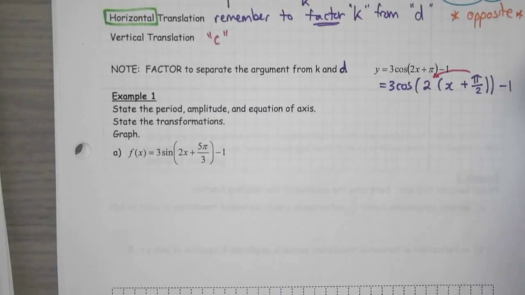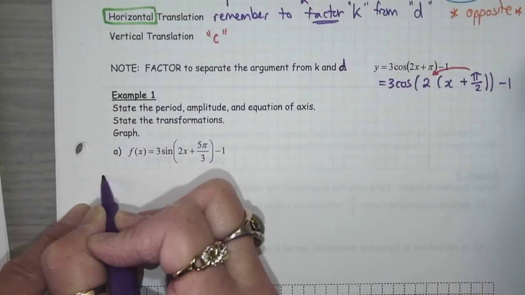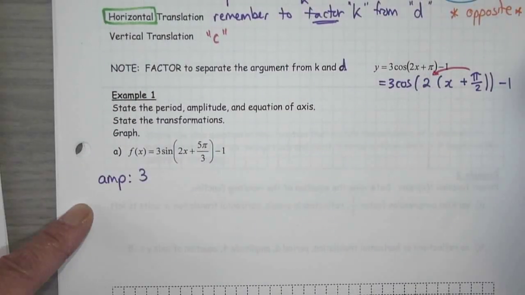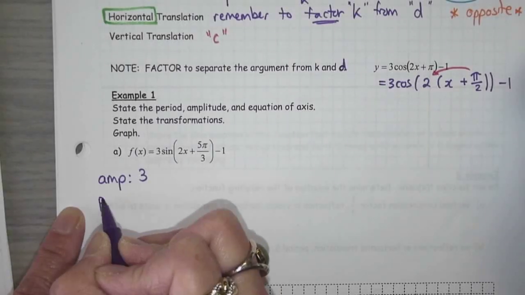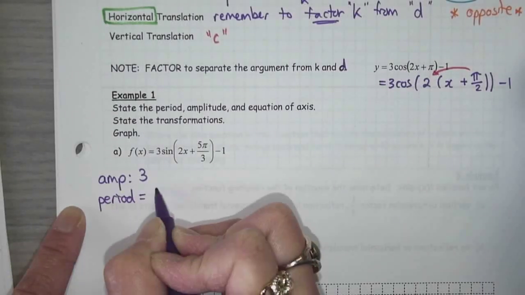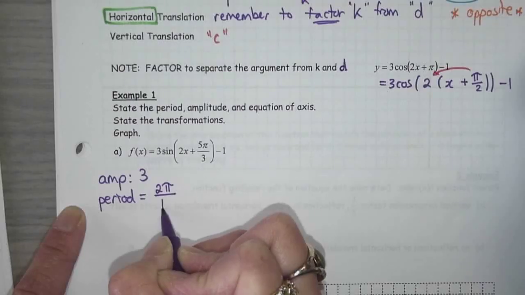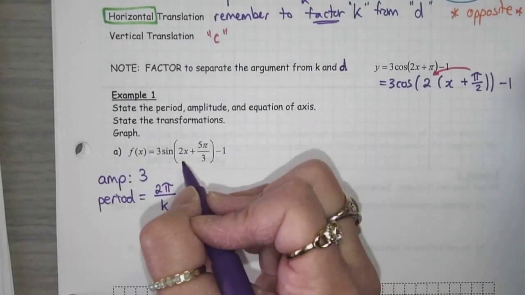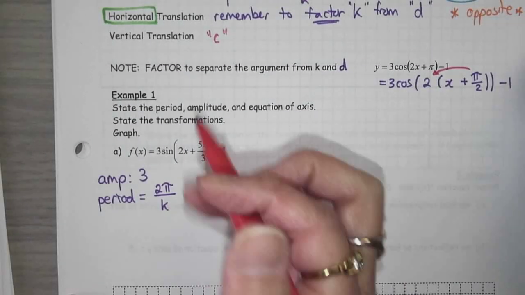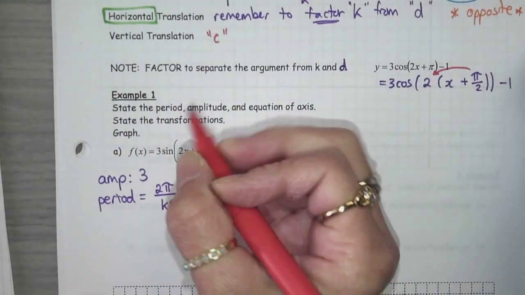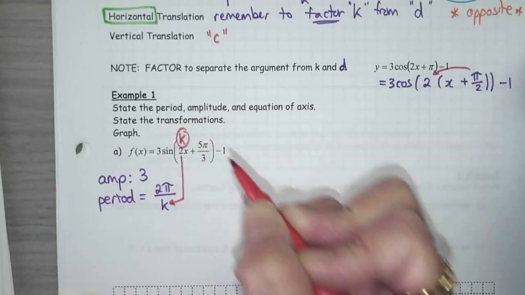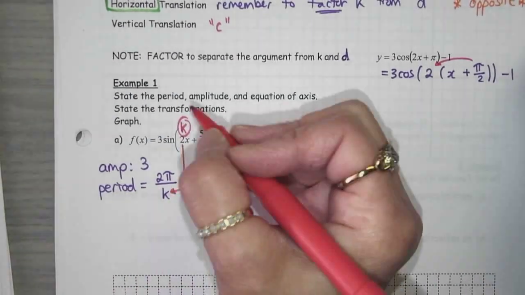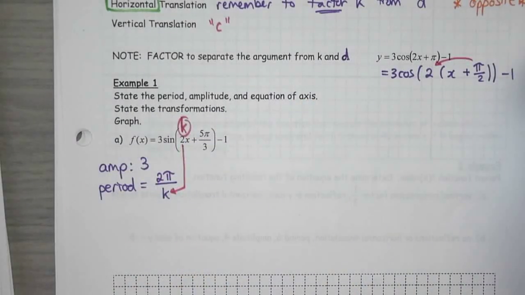So for the period and amplitude, I'm going to do the amplitude. I always start with that. Amplitude is the 3, whatever the number is in front. The period is always going to be 2 pi over the K. This 2 is not the period. This is K. That's your K value. It is not your period. It's supposed to be a lowercase k. I'm sorry, my K's are bad.